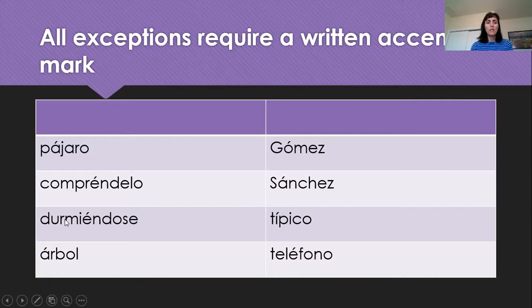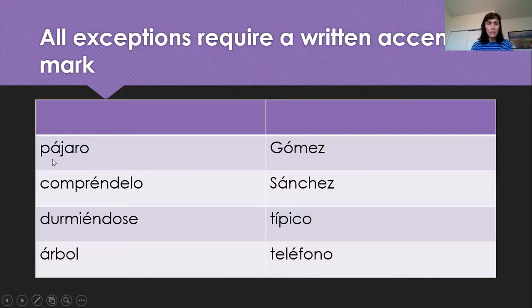Compréndelo. Durmiéndose. Árbol. Gómez. Sánchez. Típico. Teléfono. If you say teléfono, nobody's going to know what you're talking about. Okay, it's got to be teléfono. Teléfono. You're emphasizing exactly where the accent mark is.